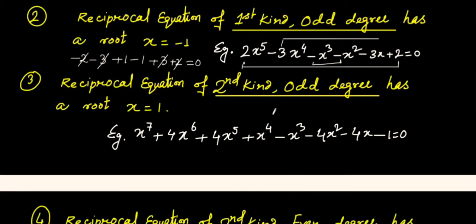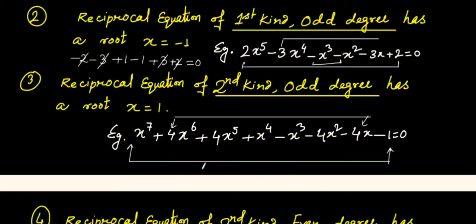Property 3. The reciprocal equation of second kind, odd degree has a root positive 1. See the given equation, x to the power 7 plus 4x to the power 6 and so on. See, the coefficients of the first and last term are the same, but opposite in sign. Now if we put x equals 1, what will we get? First 1, then positive 4, then 4, then 1, then negative 1, then negative 4, negative 4, negative 1.